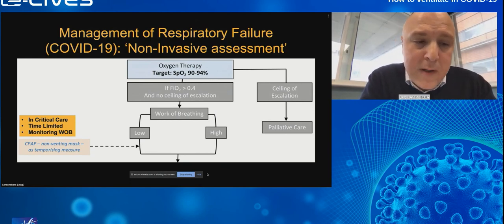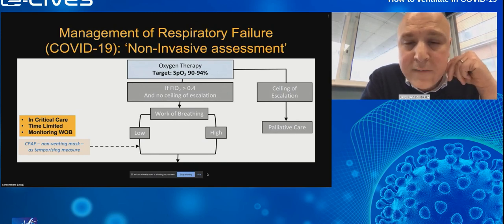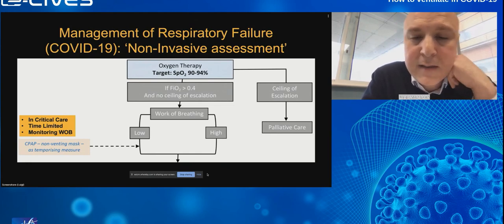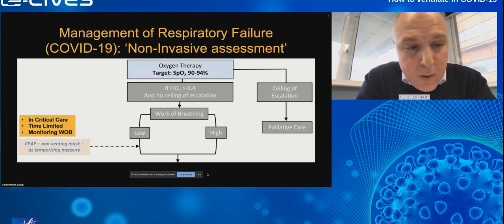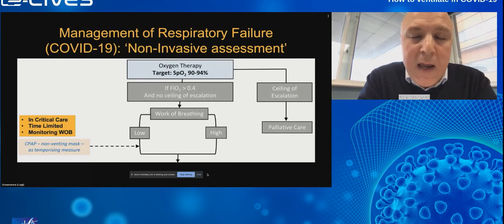Now, if the work of breathing is high, then it's very clear that this patient needs to be treated more aggressively because they might have a more fulminant disease, more hyperacute disease. I'll speak about this later on. Or if the work of breathing is low, a time-limited use of, for example, non-invasive CPAP, or staying on oxygen, can be more prolonged. But I would say this has to be time-limited and with strict monitoring of work of breathing.